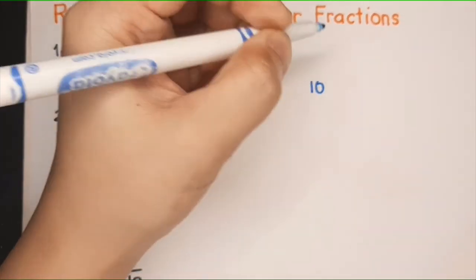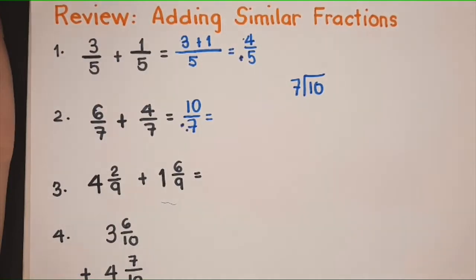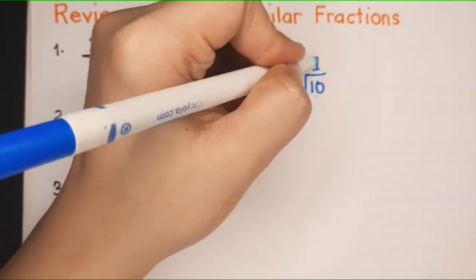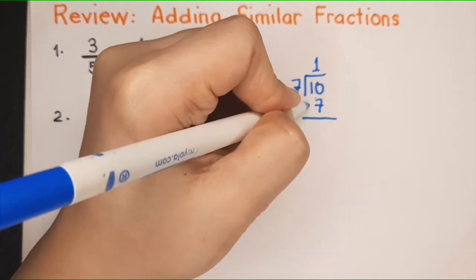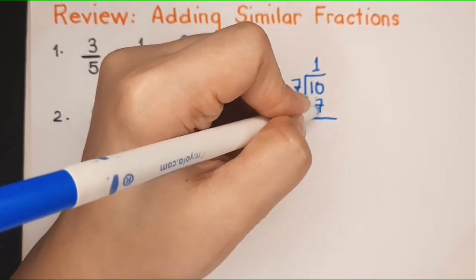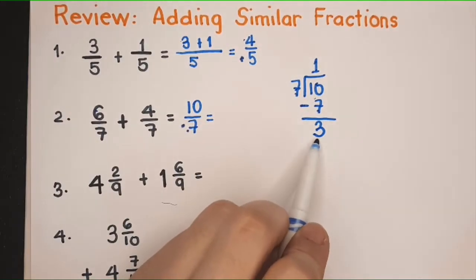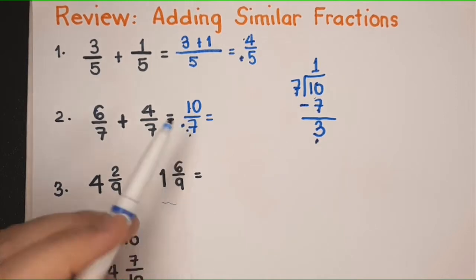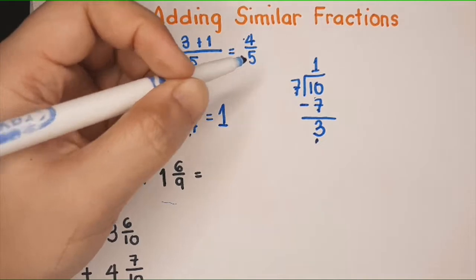10 divided by 7. Like that. So what is 10 divided by 7? You have 1. 1 times 7, you'll get 7. And then you subtract. 10 minus 7, you'll get 3. This is the remainder. Okay? So, 10 over 7 is equal to, you write the quotient here. So, 1, ito siya.